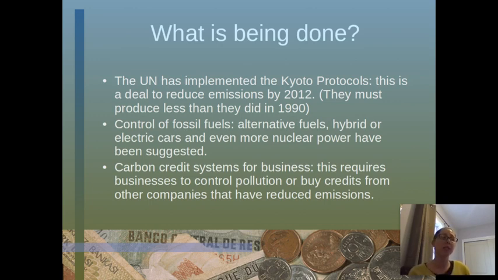We've also seen carbon taxes or carbon credit systems for businesses. So carbon tax, there's a tax on how much carbon you are producing as a business. But you also see credit systems where you basically can buy credits from companies who've reduced their emissions if you're unable to reduce yours and you're using all your credits up. So it kind of balances out.